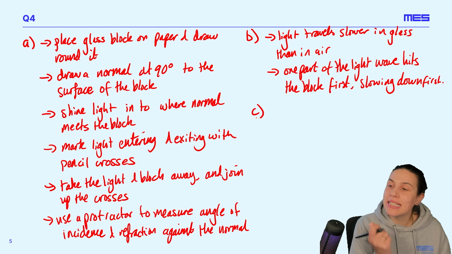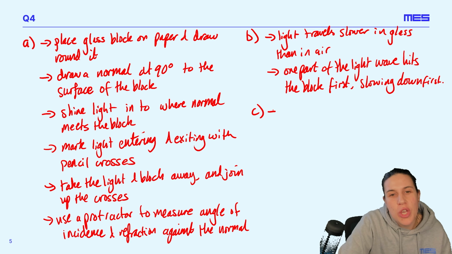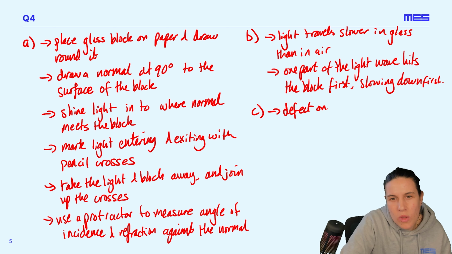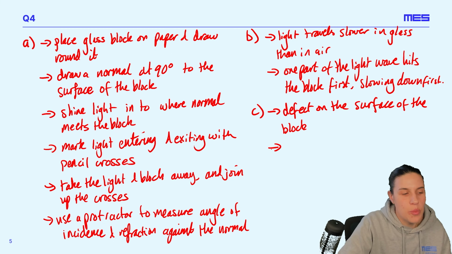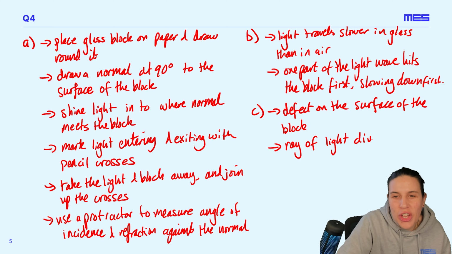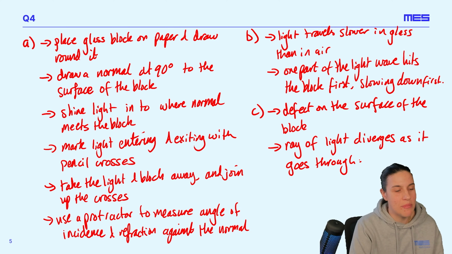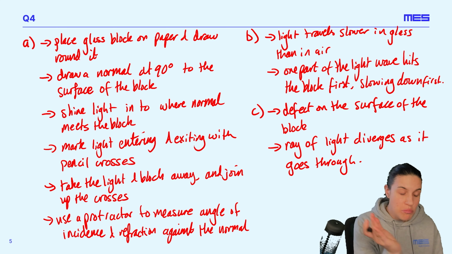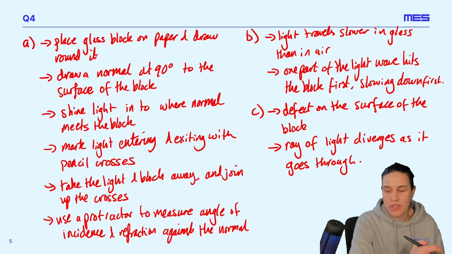And as part C, we need to state one source of error in this experiment. There are quite a few sources of error in the experiment. So we could have a defect on the surface of the block. The other thing that we could have is that the ray of light diverges, which means gets wider as it goes through, which will make it more difficult for me to measure. Other errors we could have had is that if we took multiple readings, we might not put the glass block back in the same place every single time.